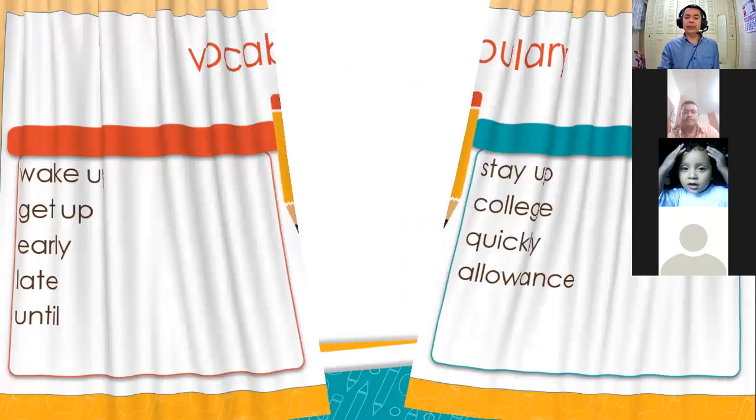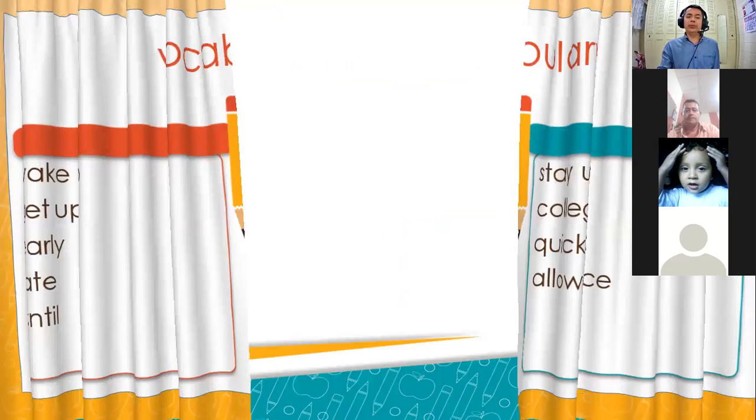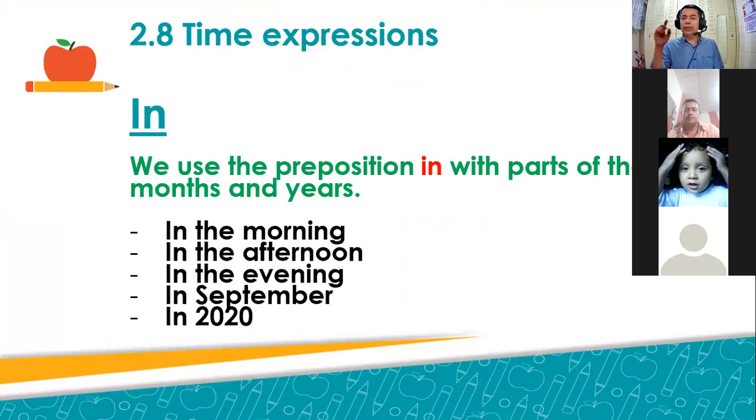So now we're going to check the time expressions, right? Look, let's start first with the preposition in. When do you use in? We use the preposition in with parts of the day, month, and years. We use the preposition in with parts of the day, month, and year.